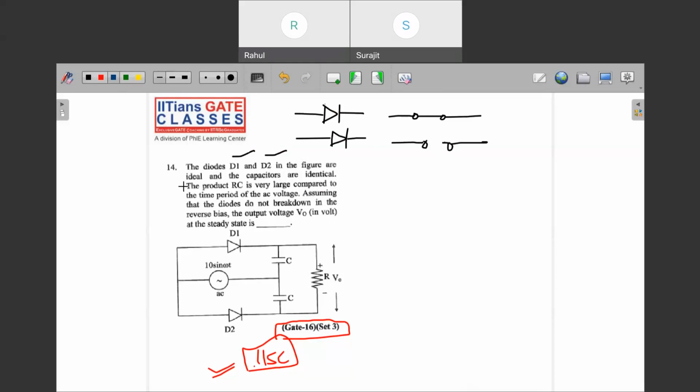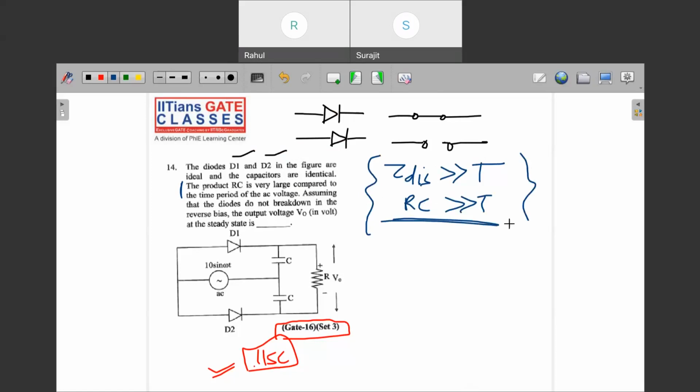And they have mentioned the important necessary condition for the clamper circuit and the peak detector circuit. You can see the product RC is very large compared to the time period of the AC waveform. This RC is basically the discharging time constant. T discharge must be far greater than capital T, so that your capacitor will not discharge once it is charged.